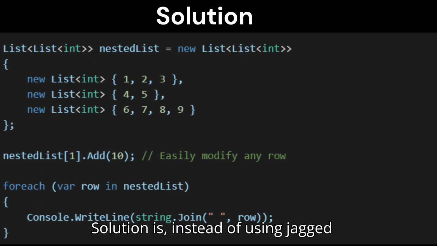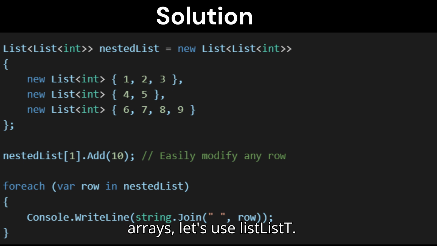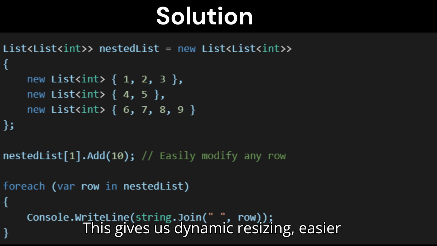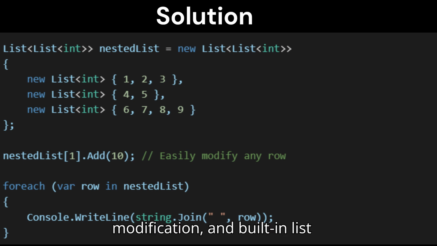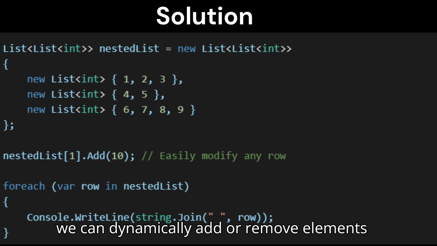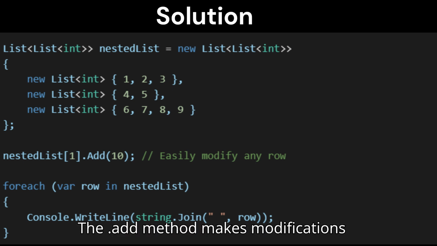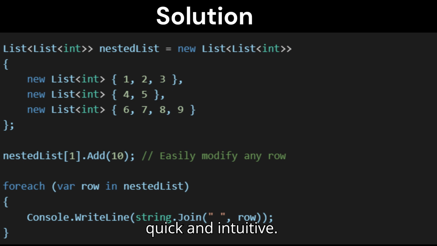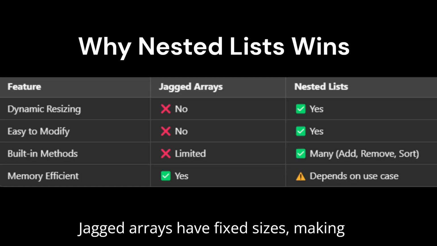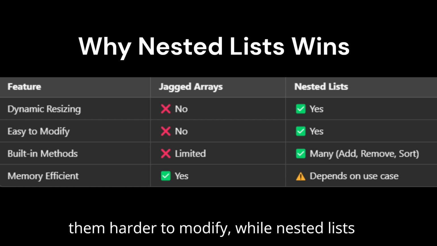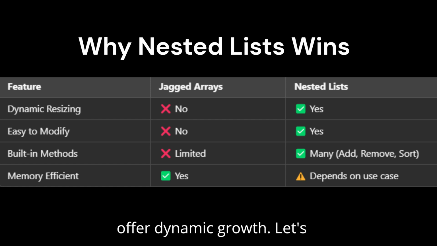So what is the solution? Instead of using jagged arrays, let's use ArrayList. This gives us dynamic resizing, easier modification, and built-in list functions. With nested lists, we can dynamically add or remove elements without worrying about fixed sizes. The .add method makes modifications quick and intuitive. Jagged arrays have fixed sizes, making them harder to modify, while nested lists offer dynamic growth.